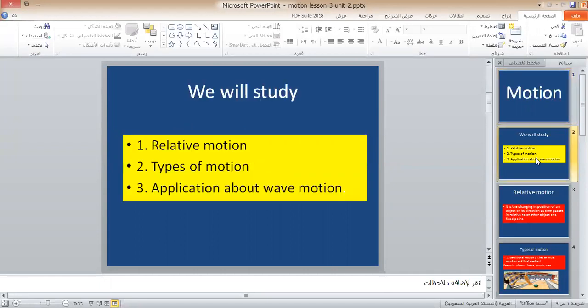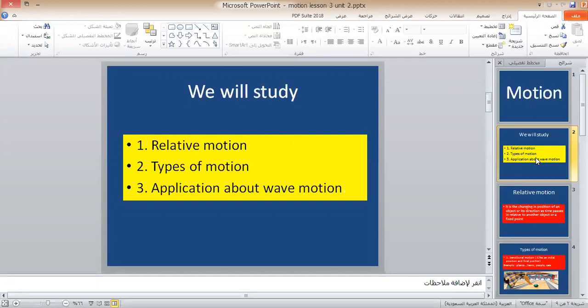this means the object is in motion. Okay, in this lesson, we will know some concepts. These are the relative motion, types of motion, and application about wave motion. Generally, we will understand what is meant firstly by motion.